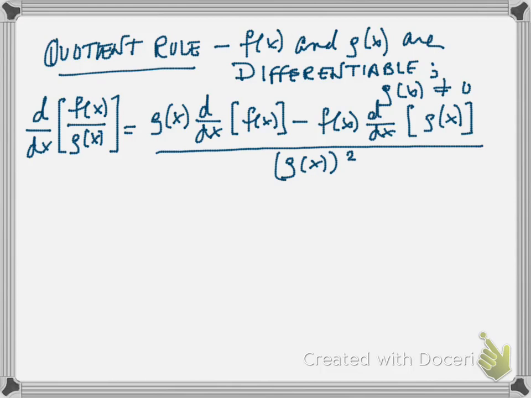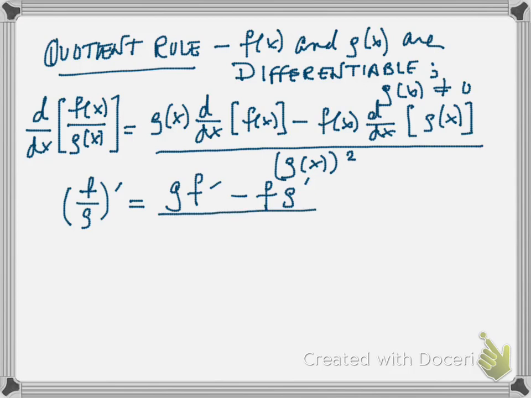Using the prime notation, what is the derivative of f over g? So in other words, what is f over g prime? Using the same pattern, we have the denominator, which is g, times the derivative of the numerator, f prime, minus the numerator, times the derivative of the denominator, which is now g prime, all over the denominator squared.